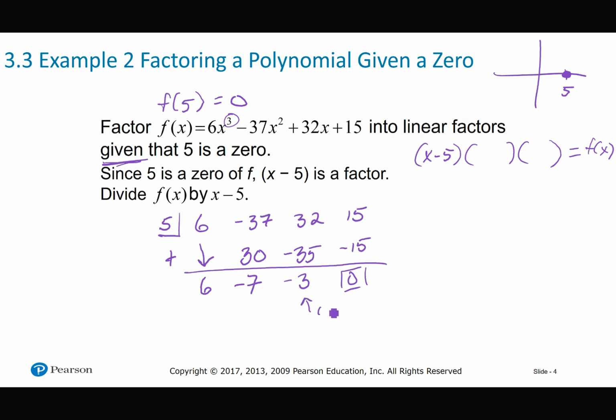This is always that constant, and so you can rebuild. I always rebuild from the right to the left. So I know my constant is negative 3. Negative 7 would go with x, and positive 6 would become an x squared. So what we have here is x minus 5 times 6x squared minus 7x minus 3 equals f of x.